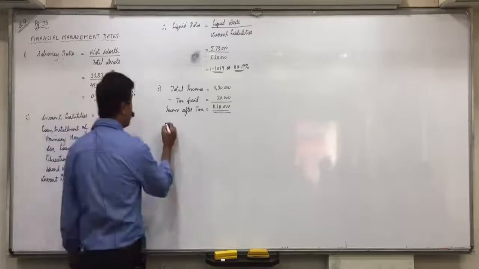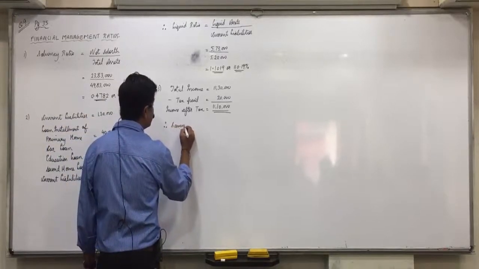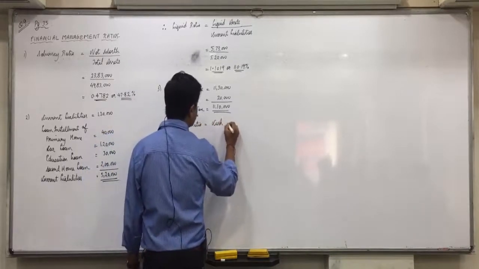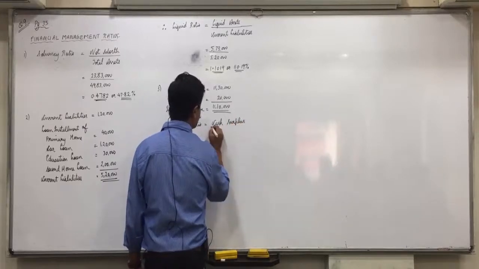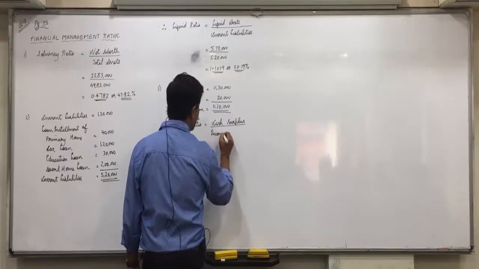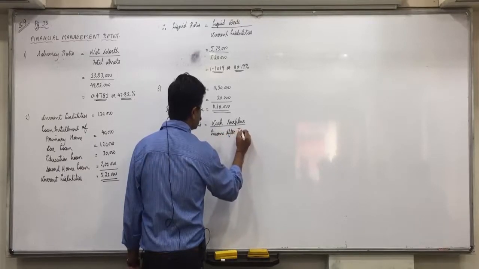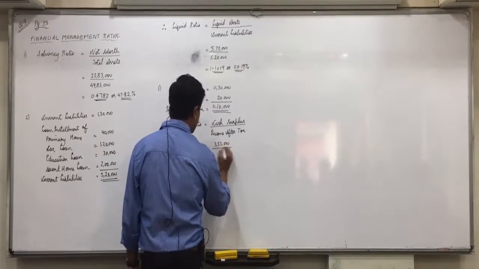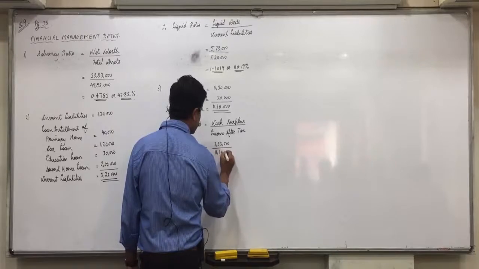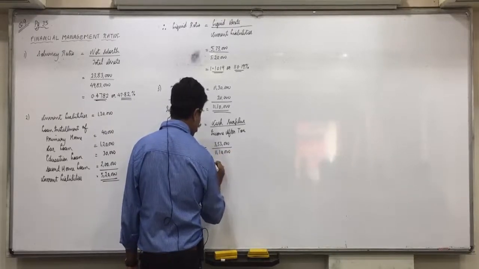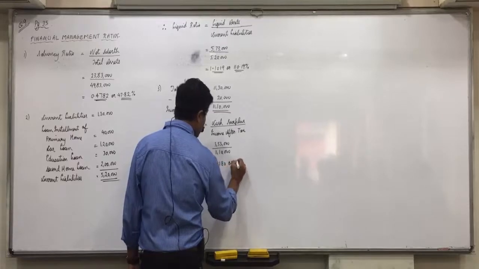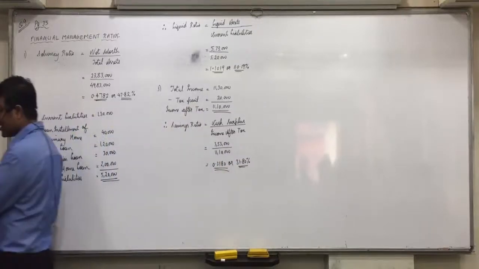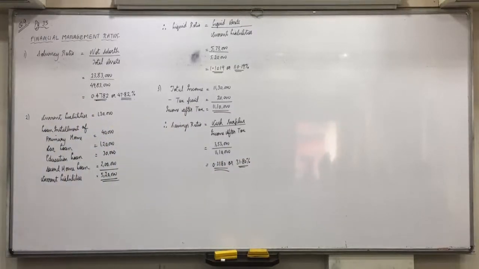Now we can apply the formula. Therefore, savings ratio is equal to cash surplus divided by income after tax. So cash surplus we obtained 3,53,000 upon income after taxes 11,10,000. That is 0.318, or 31.8%. Is everyone clear with this? Any confusions in it?